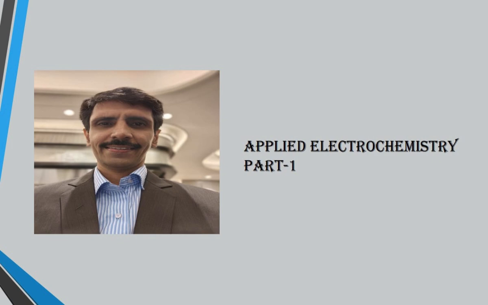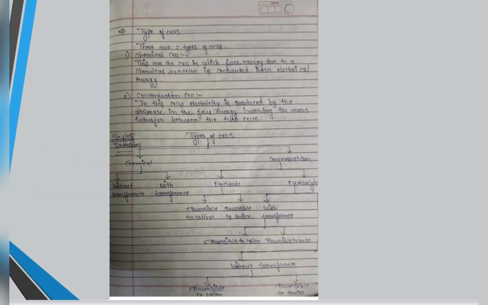My dear friends, here I'm going to discuss the key features of applied electrochemistry, which is a part of the TYBSc semester 6 syllabus. So here we begin with the types of cells. Now, primarily there are two types of cells, chemical and concentration.